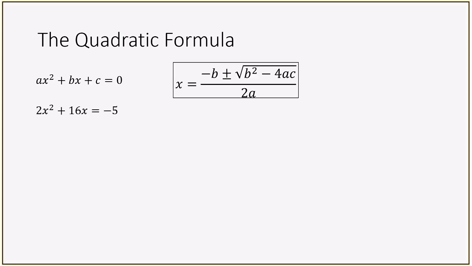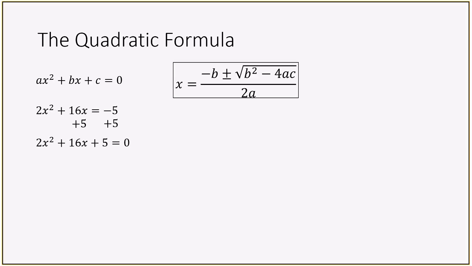So if I'm asked to use the quadratic formula in this question, I have 2x squared plus 16x is equal to -5. Well, I can't do that because I don't have a 0 on one side and I don't have everything on the other side. So in order to use the quadratic formula, my first step is to add 5 to both sides. And now I have 2x squared plus 16x plus 5 is equal to 0.